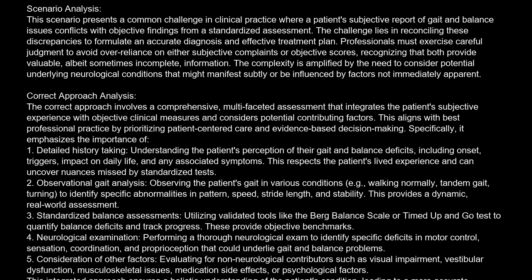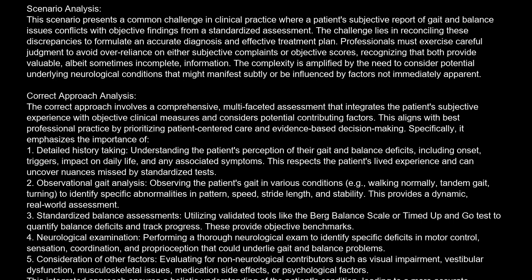5. Consideration of other factors. Evaluating for non-neurological contributors such as visual impairment, vestibular dysfunction, musculoskeletal issues, medication side effects, or psychological factors. This integrated approach ensures a holistic understanding of the patient's condition, leading to a more accurate diagnosis and personalized management plan, which is ethically mandated to provide competent and comprehensive care.